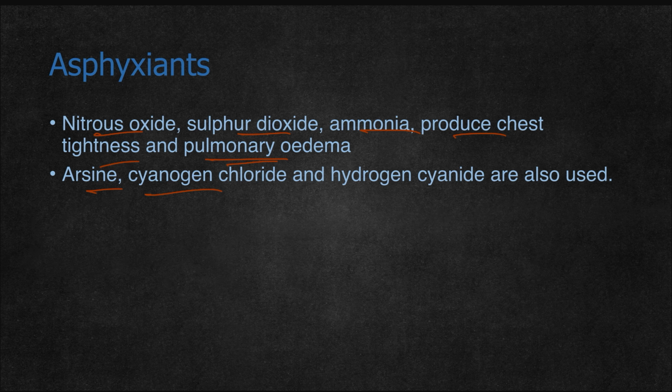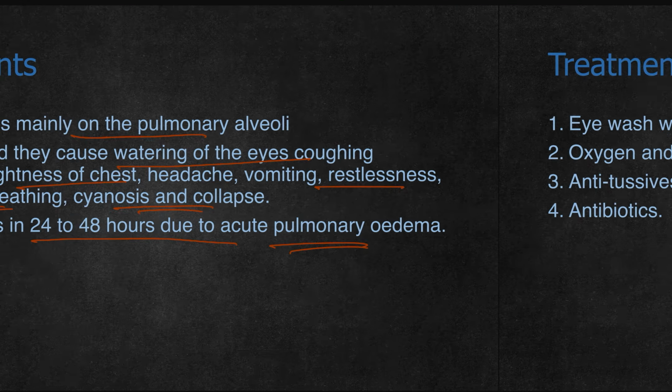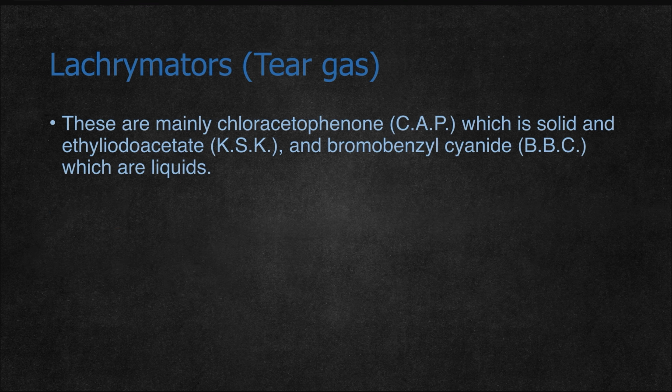Arsine, cyanogen chloride and hydrogen cyanide are also used as asphyxiants. Their action is mainly on the pulmonary alveoli. When inhaled, they cause watering of the eyes, coughing, dyspnea, tightness of the chest, headache, vomiting, restlessness, shortness of breath, cyanosis and collapse. Death usually occurs in 24 to 48 hours due to acute pulmonary edema. Treatment: eye wash with boric acid, oxygen, adrenaline, antitussives and antibiotics. So, symptomatic treatment is provided for the asphyxiant group of war gases.